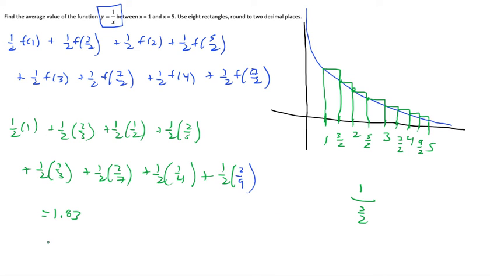But to find the average value, in this case, we need to take that 1.83 and just divide that by 4. So once again, rounding the final answer to 2 decimal places, we get about 0.46. And that should be the average value here.